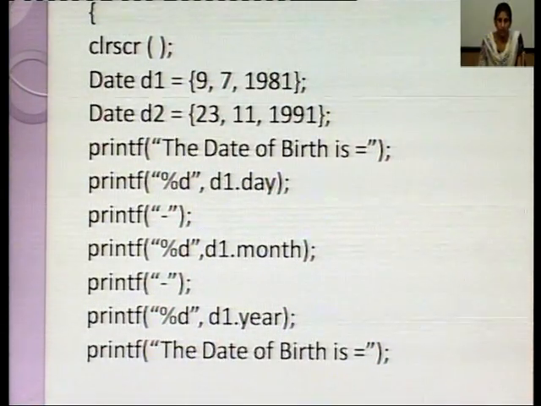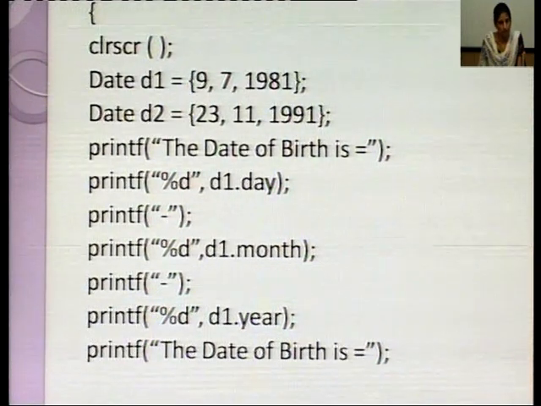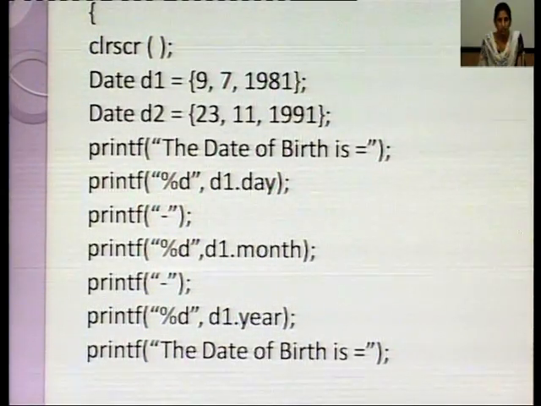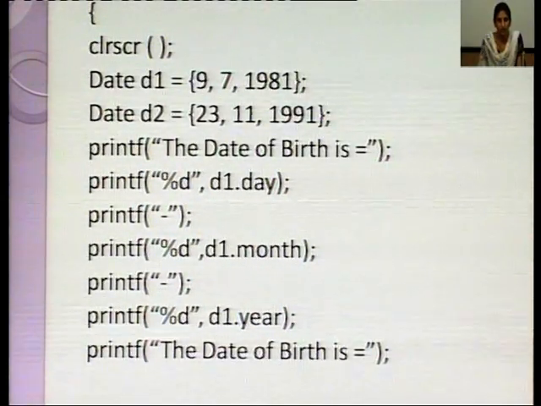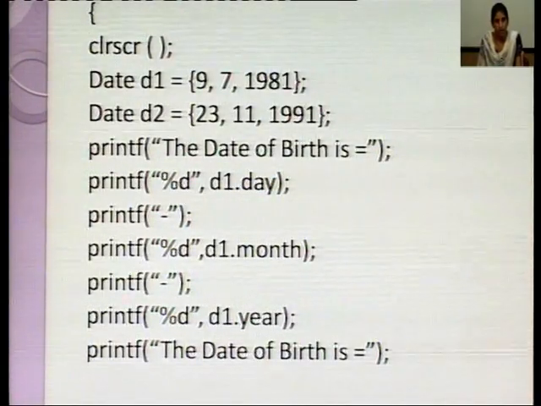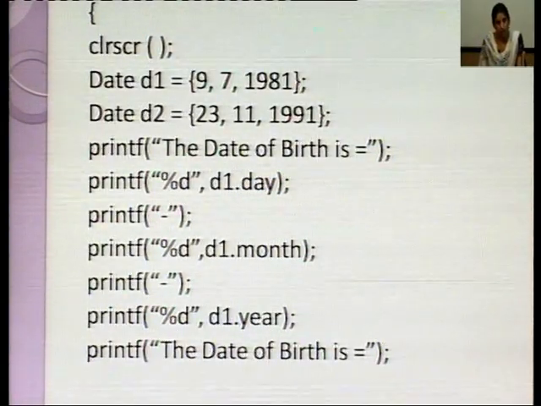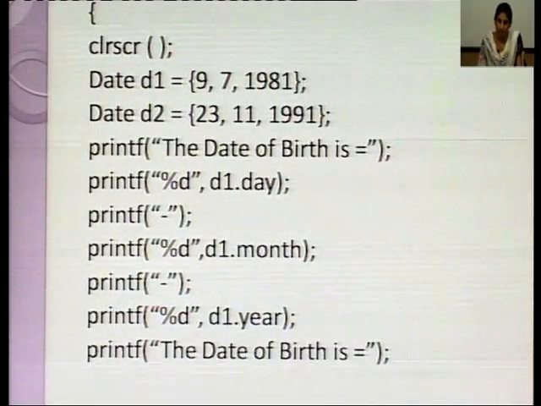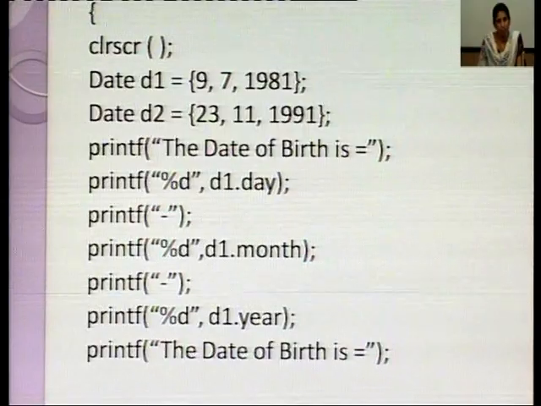Then printf, the date of birth is equal to, will be printed as it is. Then printf format specifier, it will represent that it is an integer data type. Then comma d1 dot day. Here d1 is the variable of the structure and day is the member of that structure.